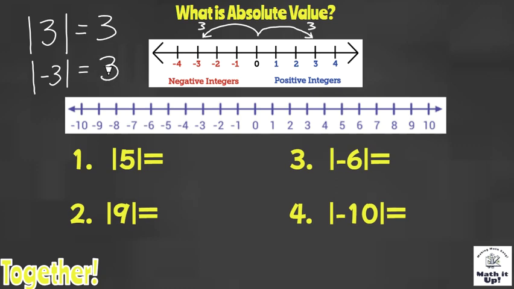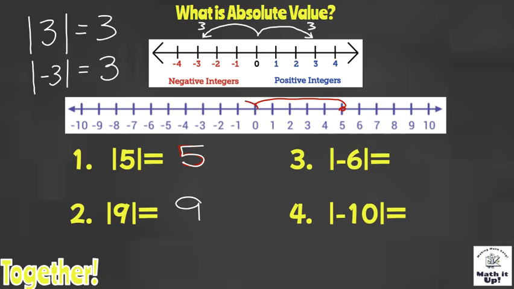So let's look at some of these problems here. So the absolute value of 5, of course, we know that 5 is 5 spots away from 0. So the answer there is 5. And we know 9 is 9 spaces away from 0. So the answer there is 9.